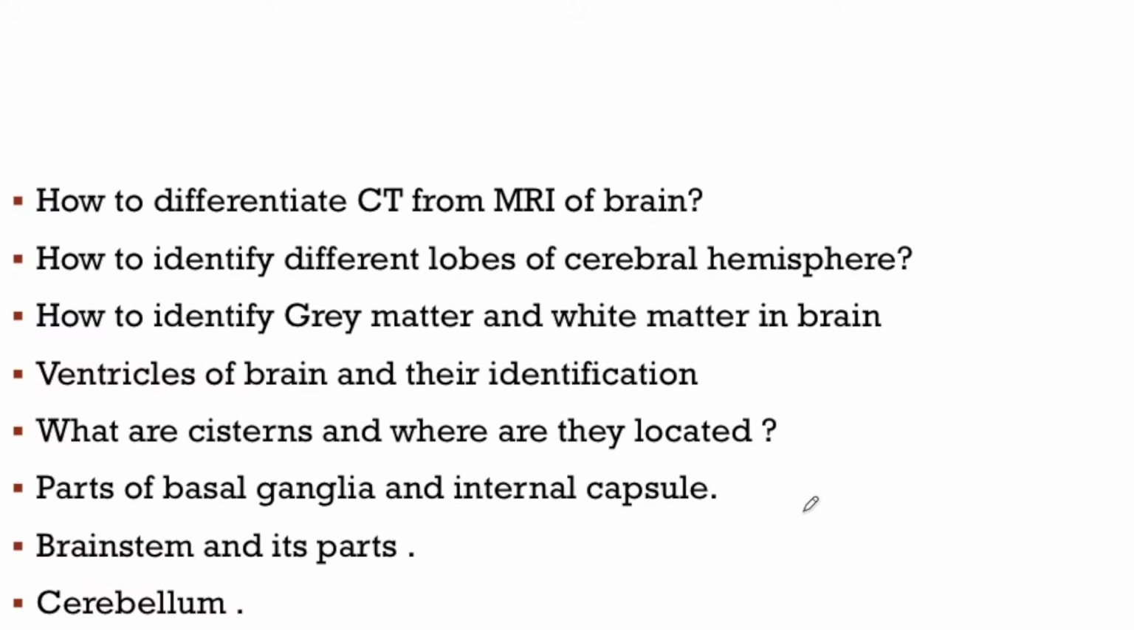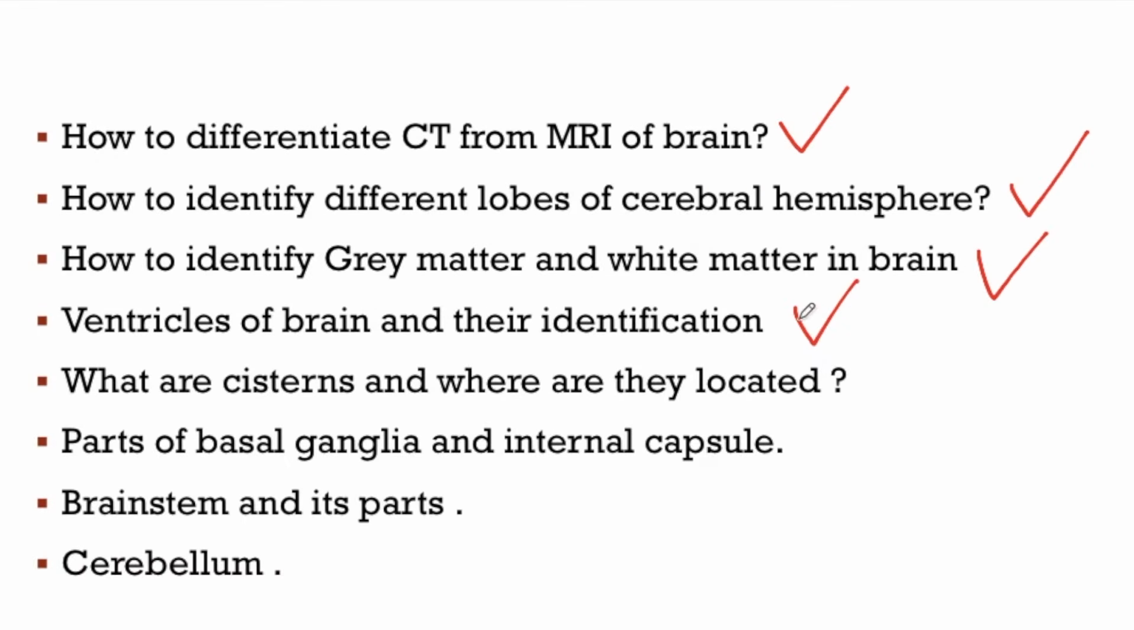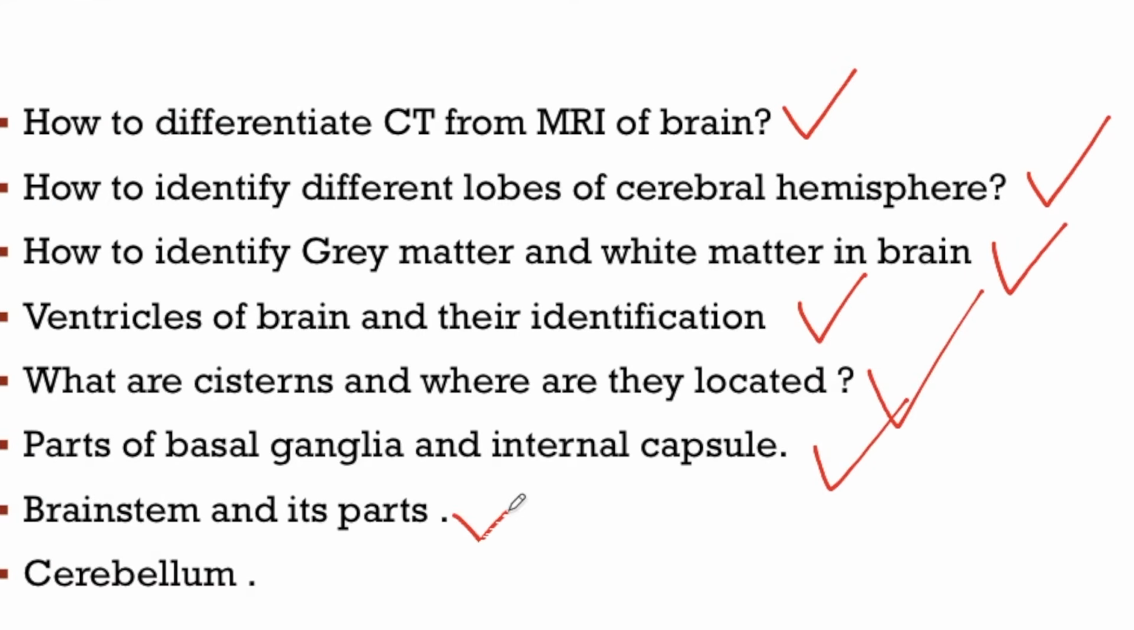The topics I'll be discussing in this video will be how to differentiate CT from MRI of the brain, how to identify different lobes of the cerebral hemisphere, how to identify gray matter and white matter in the brain, what are ventricles of the brain and how do we identify them, what are cisterns and where are they located, what are the parts of basal ganglia and internal capsule? How do we identify different parts of the brainstem and cerebellum?